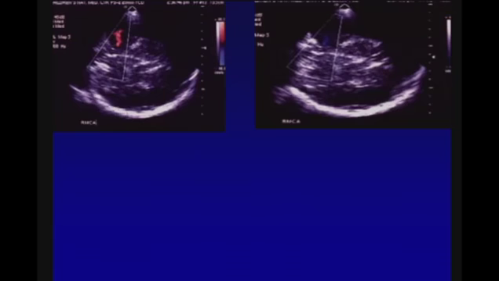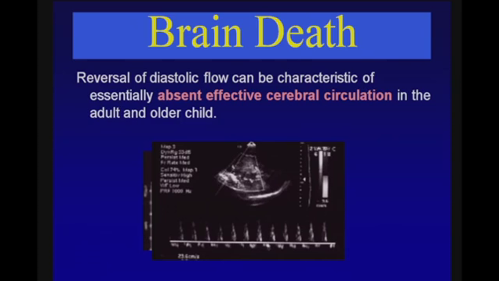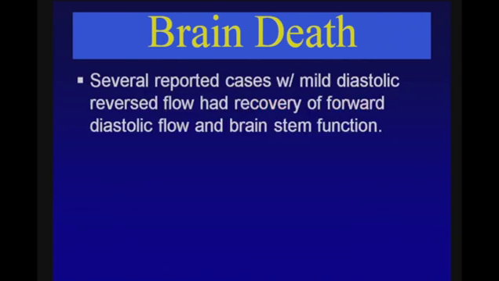So here we have a patient who has to-and-fro reversal in diastole, severe brain injury. Reversal of diastolic flow can be characteristic of essentially absent effective cerebral circulation in the adult and older child. Remember, however, that there are cases where mild diastolic reversal flow have recovered.